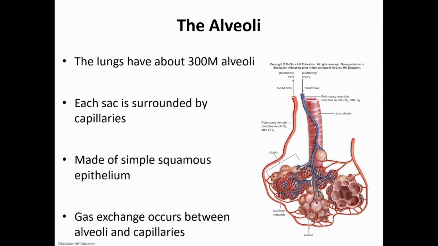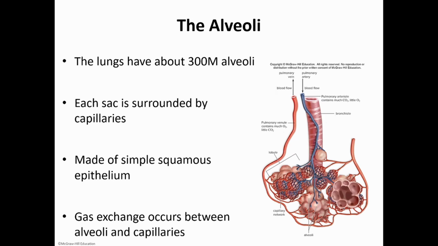So now we really get to the workhorses of the respiratory system, and that's the alveoli. When you're looking at the lungs, you're looking at about 300 million of these alveoli, because these are the ones doing the work. They're the ones doing the exchange of oxygen and carbon dioxide. Now, we already pointed out that the alveoli are surrounded by capillaries. If you remember, capillaries are made of a simple squamous epithelial tissue. And so the alveoli are also going to be made of simple squamous epithelial tissue.